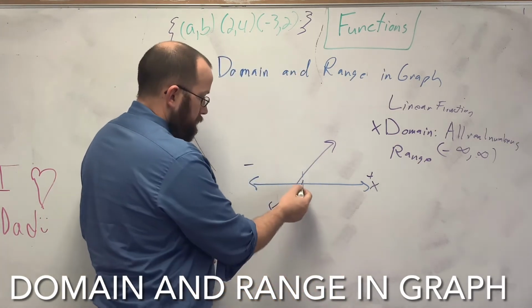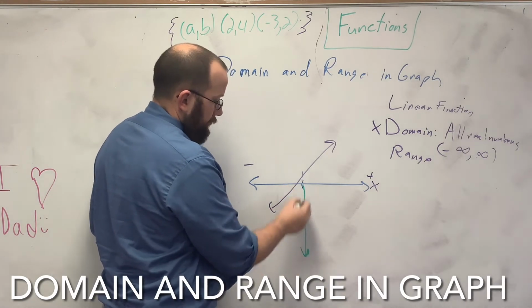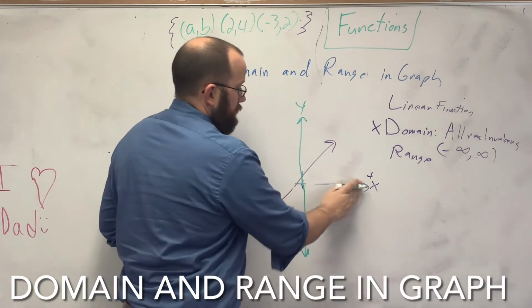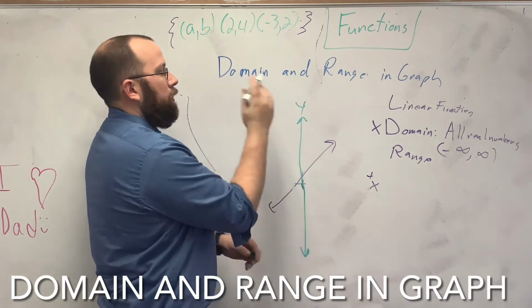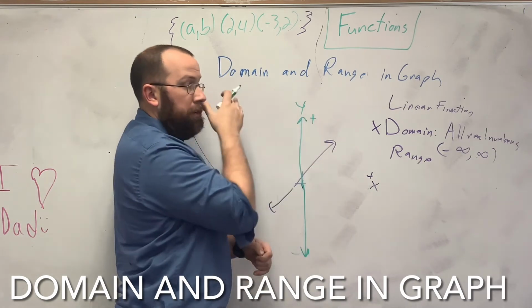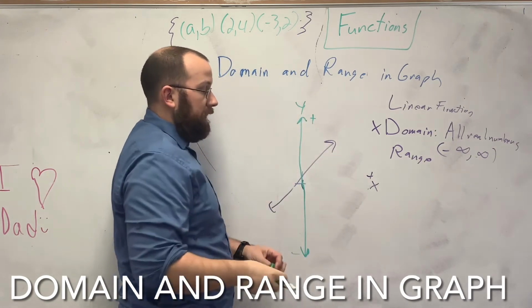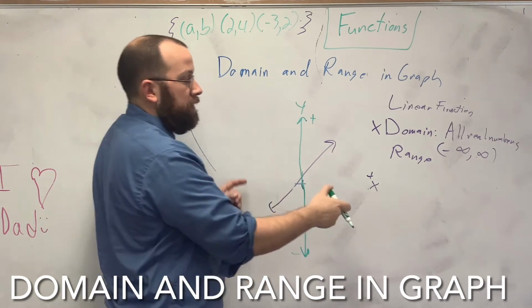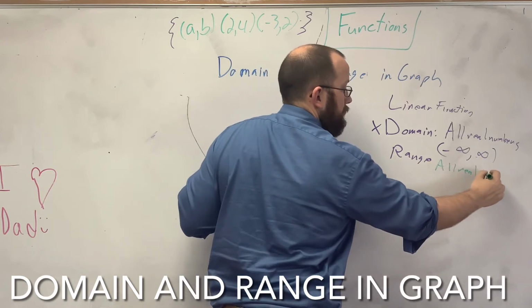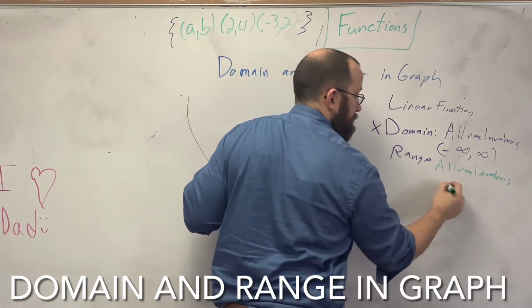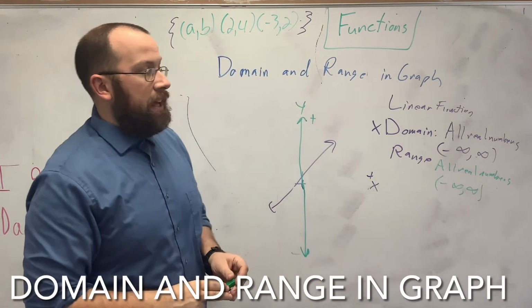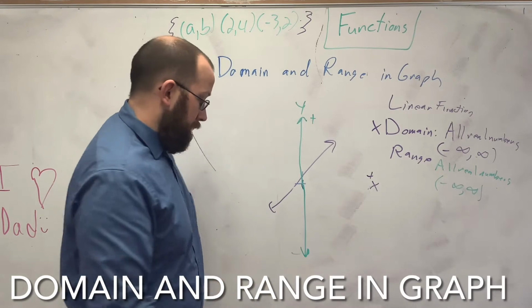So now, let me put my y-axis back in. Now where is this line going on the y-axis? Well, it's going forever and ever in the positive direction. It's going forever and ever in the negative direction. That's what these mean, is they're going for eternity. So this is always all real numbers also, or negative infinity to infinity. And that's for a linear function. That's the domain and range.